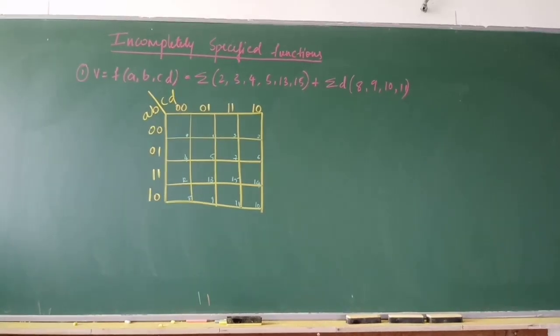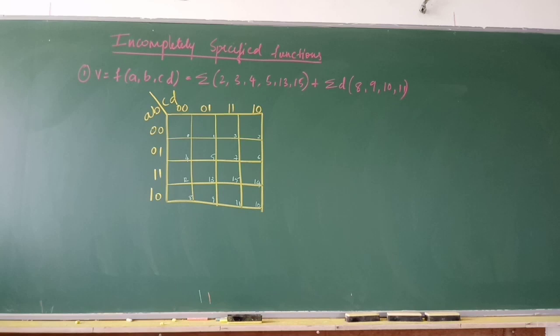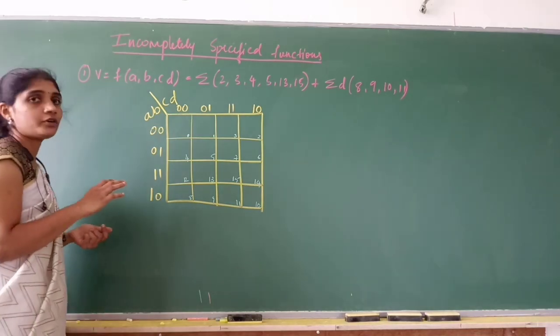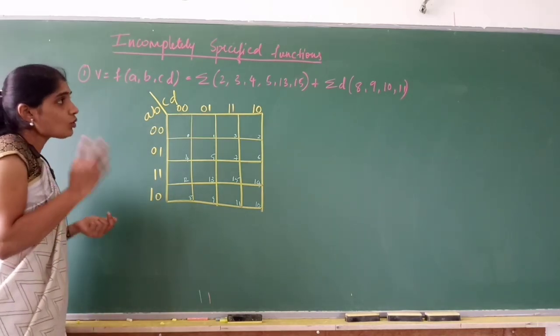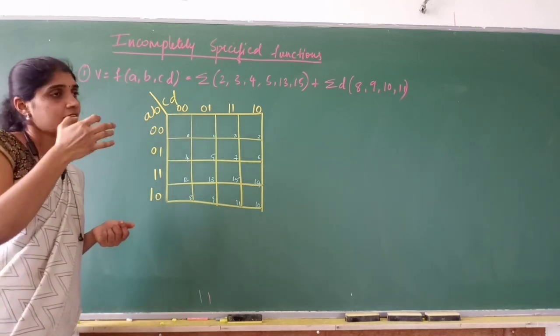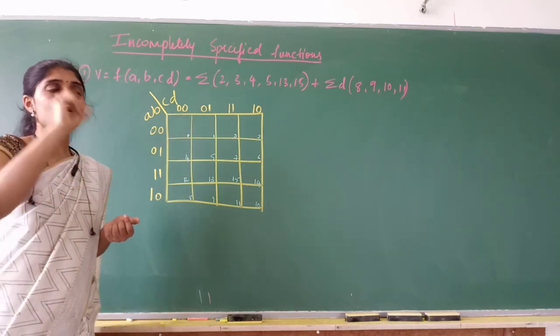So we'll have the next concept of same 4 variable K-map, that is incompletely specified functions. So what is incompletely specified functions? See, for an output variable, when you have the truth table for an output variable, if you know what is the value of output for all the combinations of input. For example, till now when we write the truth table, we know what is the output.